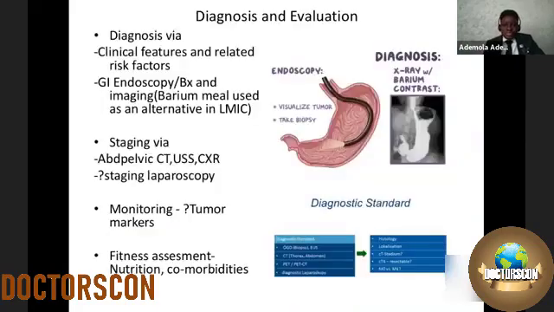So in terms of the diagnosis and evaluation of patients with gastric cancers in our environment, we rely a lot on clinical features, and because we don't have so much access to GI endoscopy, sometimes people tend to use barium meal as a substitute. But the main aim is to get endoscopic diagnosis. Of course, we have to stage the patient to find out if there's any evidence of local or regional extent. Bear in mind the fact that once gastric cancer is symptomatic, it's already either advanced or metastatic. Now, the role of tumor markers is quite questionable. And of course, we have to assess the patient's nutritional status and any comorbidities.